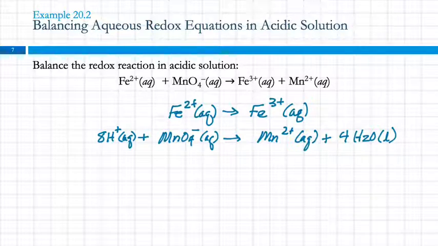Now I'm going to balance for charge. So in this half reaction, I have a +2 on this side and a +3 on that side. I need them to be the same. So if I add 1 electron to the product side, I've got a +3 and a -1. Now I have a total of +2 on that side and a total of +2 on this side. They're equal. They're not 0, but I just need them to be equal.